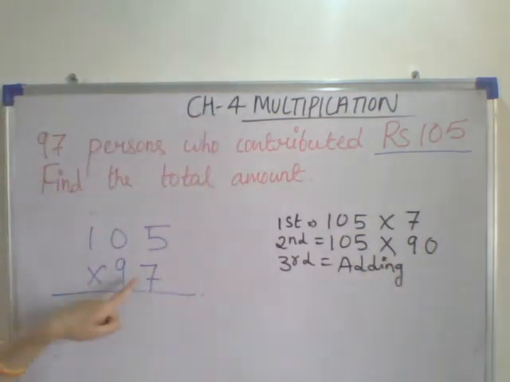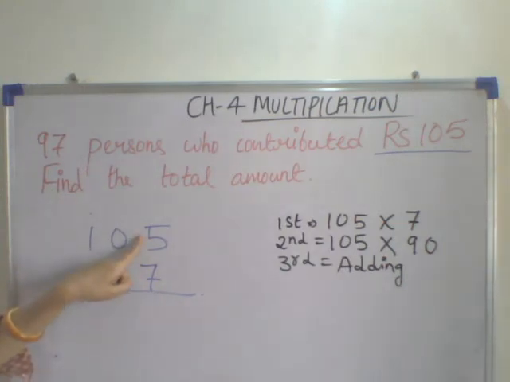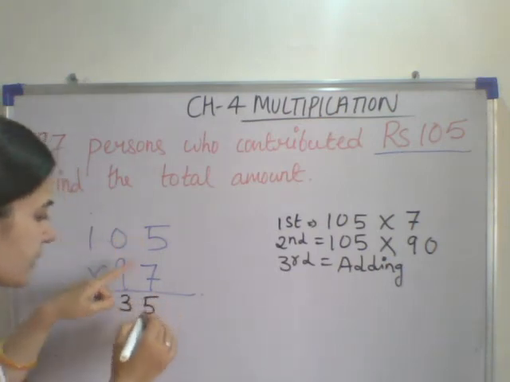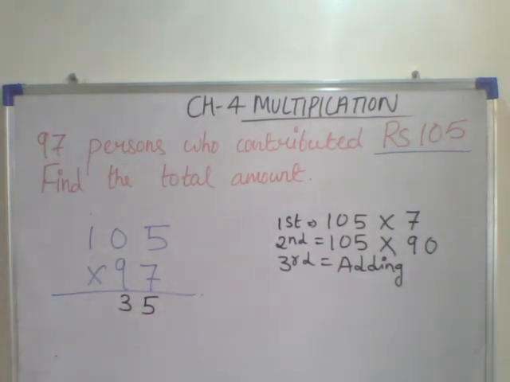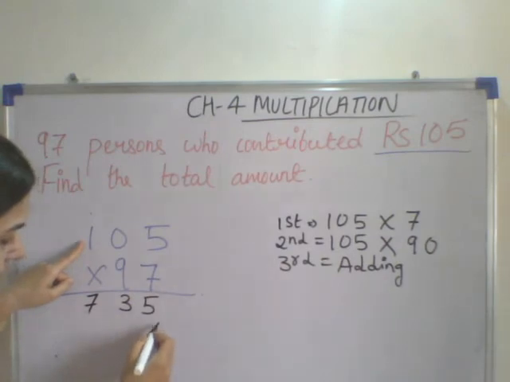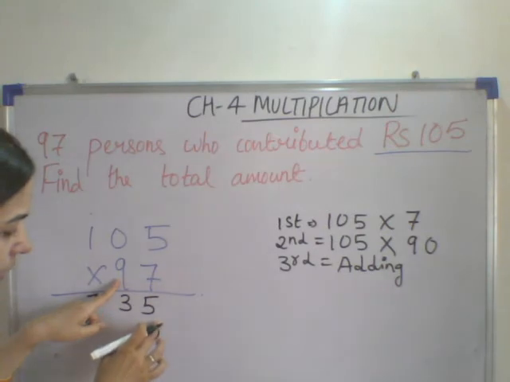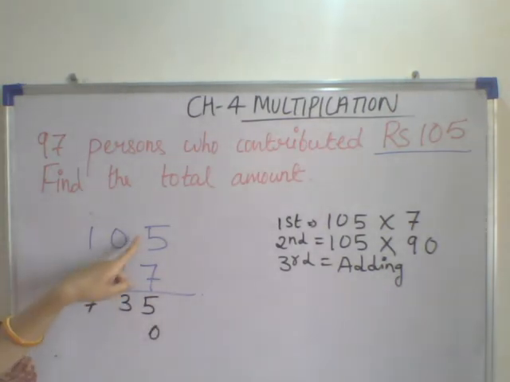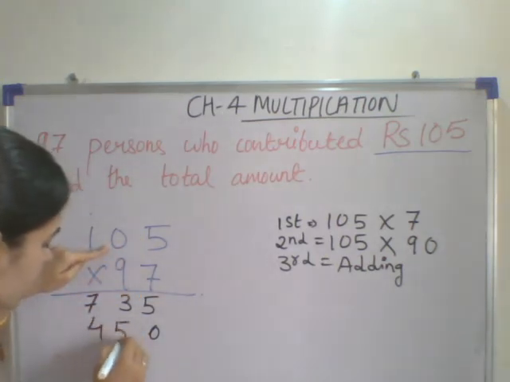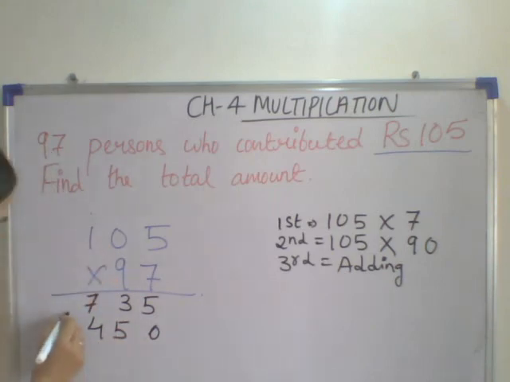Now let us start. 7 fives are 35. So here is 0, so we will be writing it as it is. 7 ones are 7. Now next we have to multiply the 90. So I am putting 0 here. Then 9 fives are 45. Here is 0. So I am writing 45 like this. And 9 ones are 9.